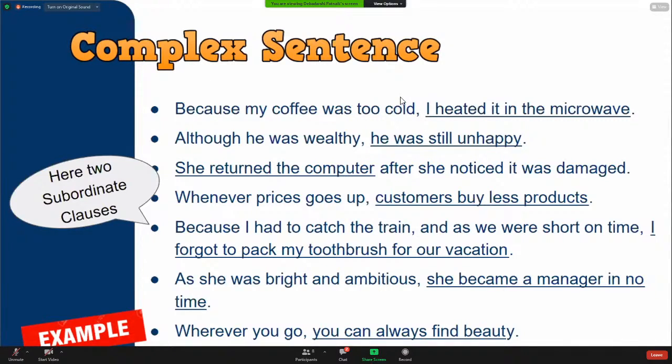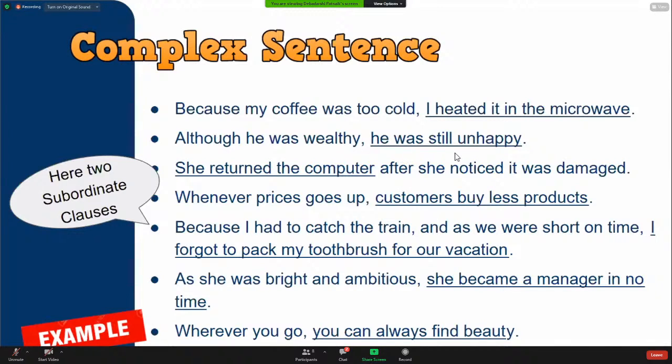By considering the meaning, you have to identify which one is the main part, the backbone, the main foundation of the sentence. That is the independent one, and the other part is the subordinate clause.